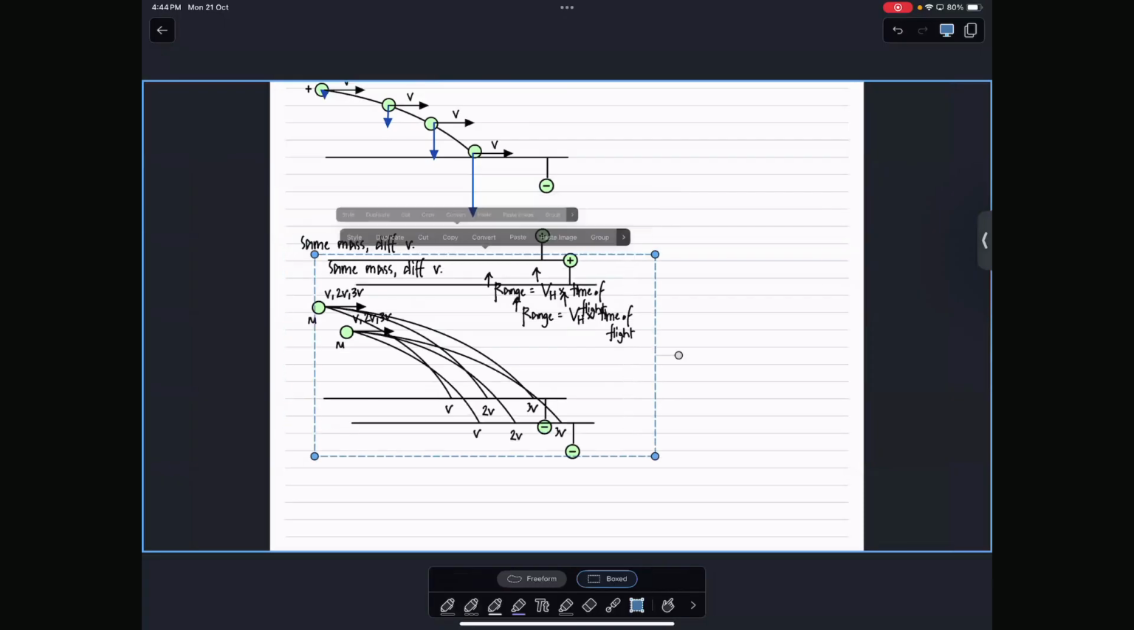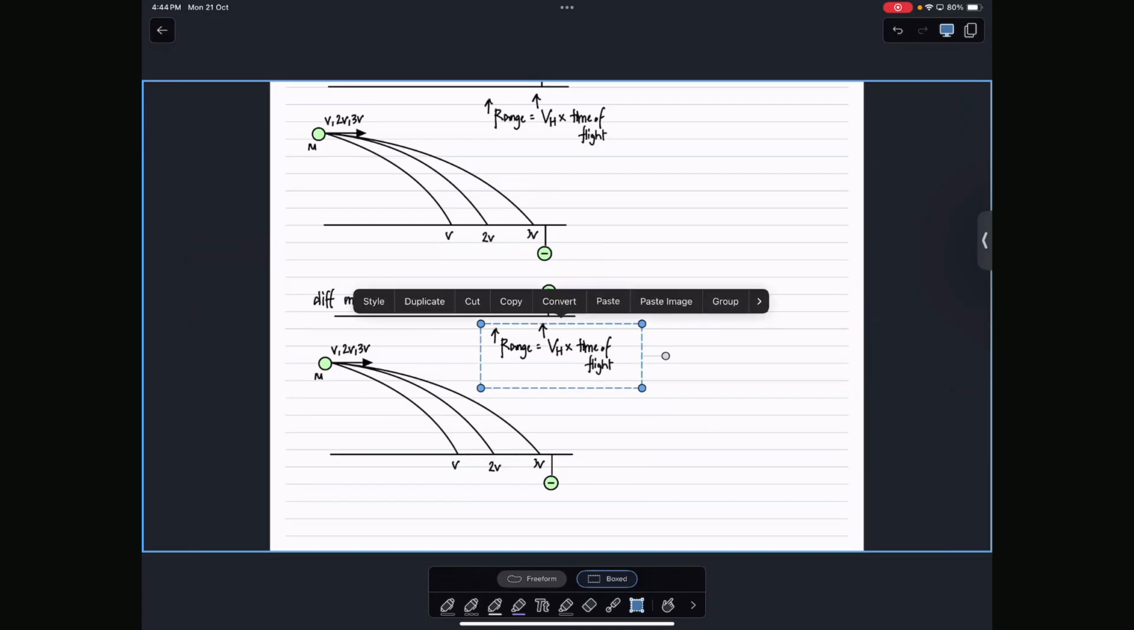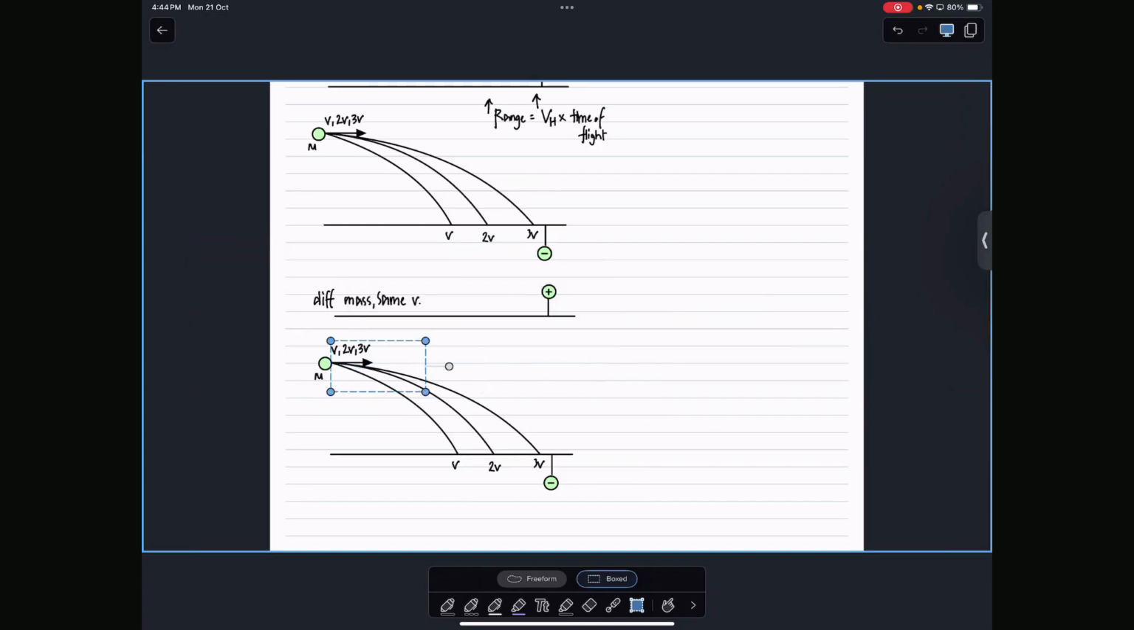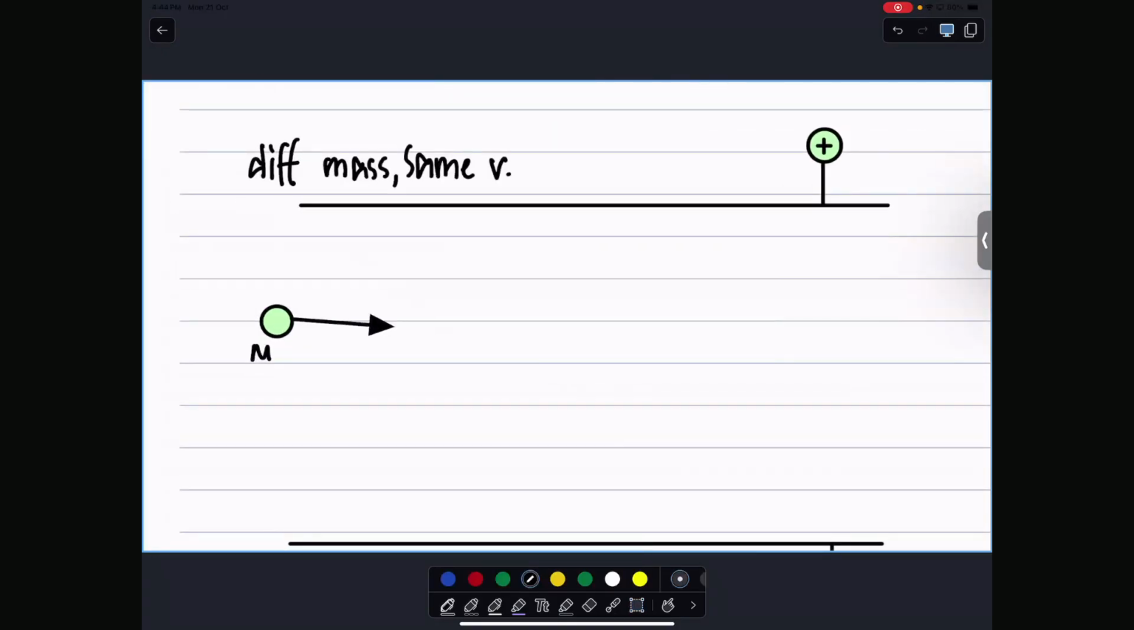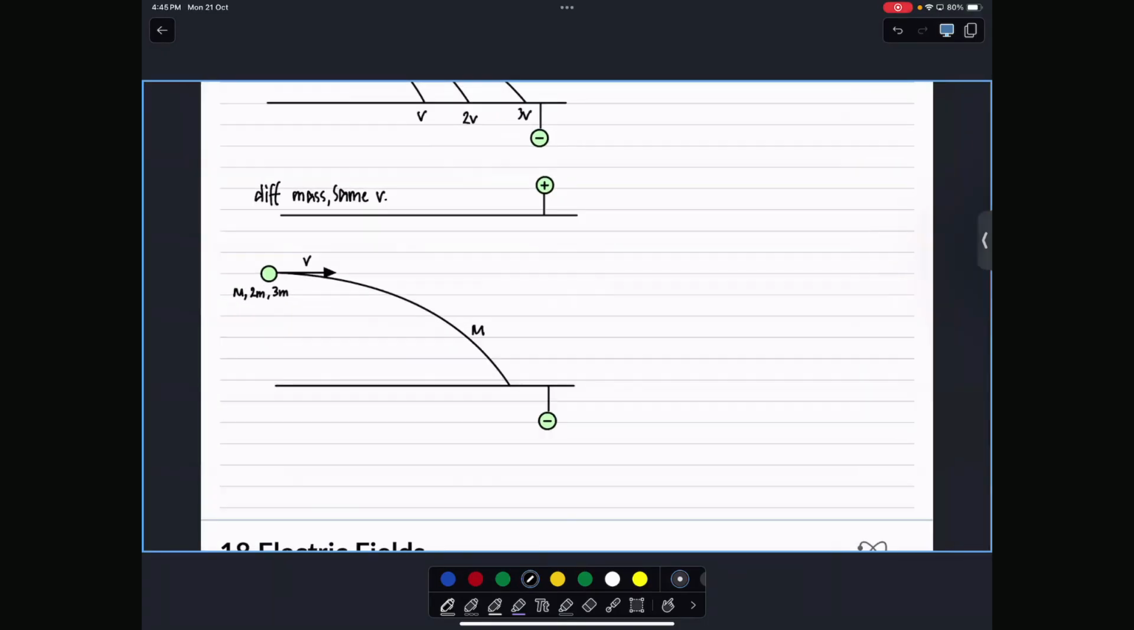Now let's move on to the next criteria. The next criteria is same v, different mass. Okay, so once again, we are firing particles into the chamber here, in the field here, and each of them will have the same velocity, v, but different masses, okay? So the path that I'm going to draw right now is the path for, let's say, m. You need to figure out what the path should be for 2m and 3m.